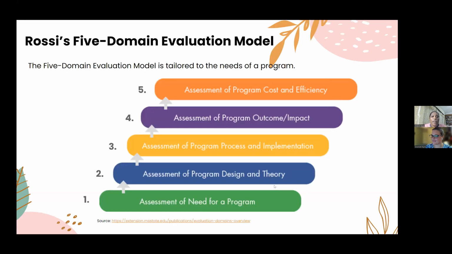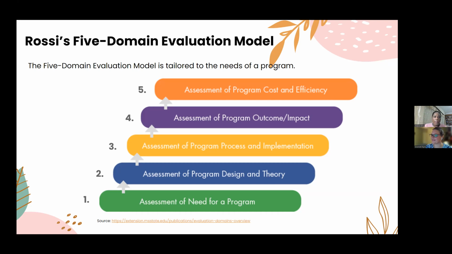We'll begin with Rossi's 5-domain evaluation model. The 5-domain evaluation model is tailored to the needs of a program. The first domain is assessment of need for a program. So an evaluator will assess if a program is needed in a particular context. The second domain is assessment of program design and theory.